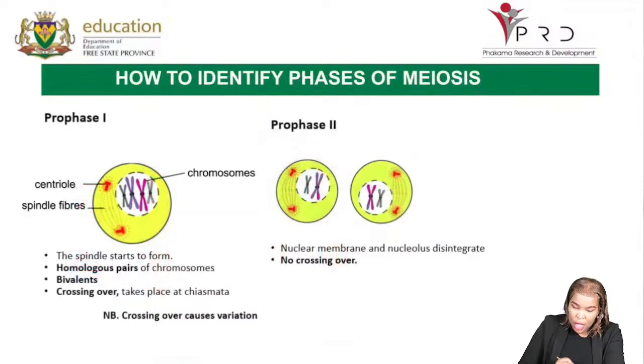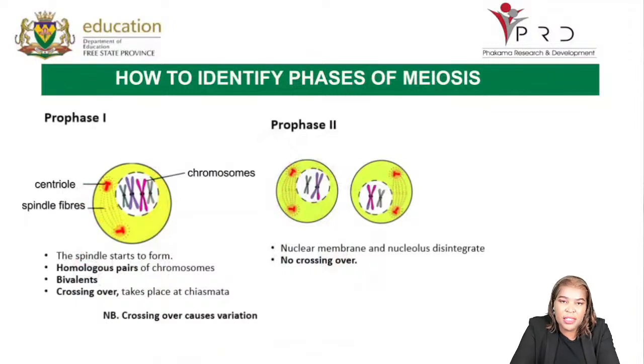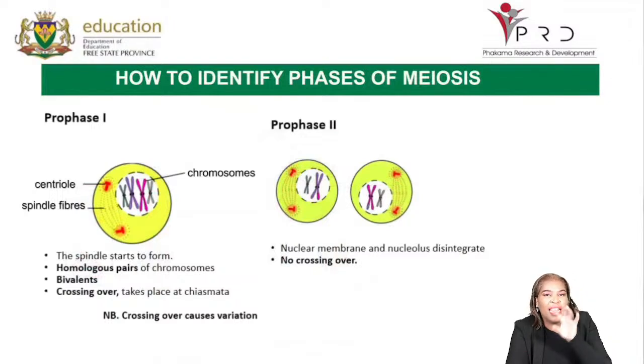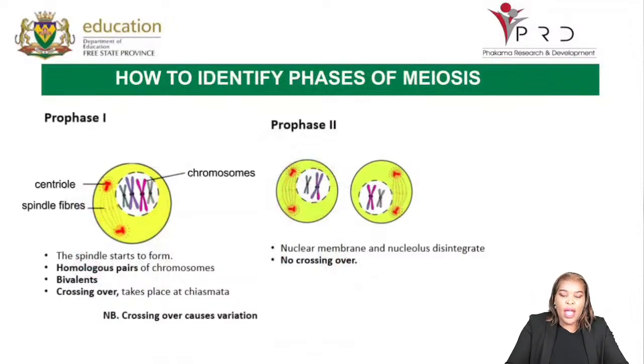Right. So now, how do you identify the phases? There will be diagrams showing you any phase, and they might even ask you what is the name of the phase that came before that one or that comes after that one. So there are key things that you need to look out for, so that you are able to identify the phases even without being told what those things are. So how do you identify the phases of meiosis?